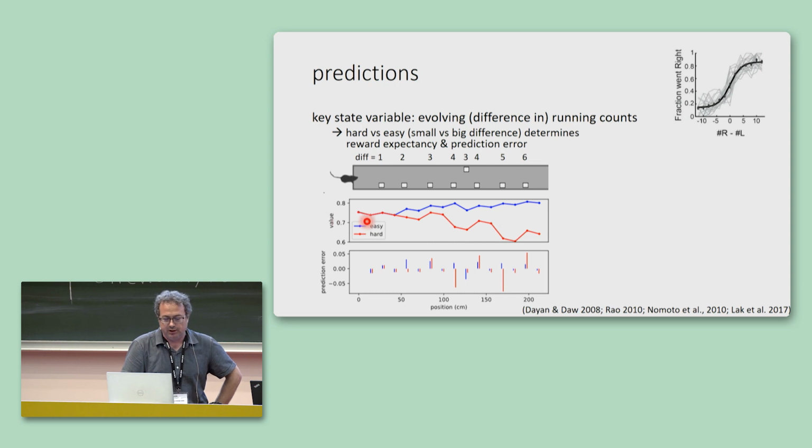Here's an easy trial where almost always the difference in counts turns out to be 6, and so the animal just gets more and more confident that he's going to get it right, because he's sort of hiking up the psychometric curve, right? And you get lots of positive prediction errors.